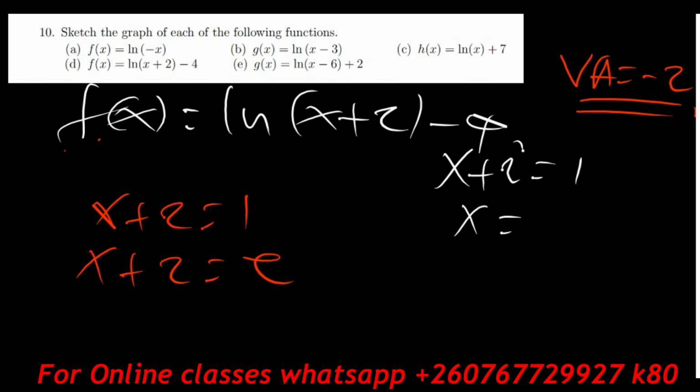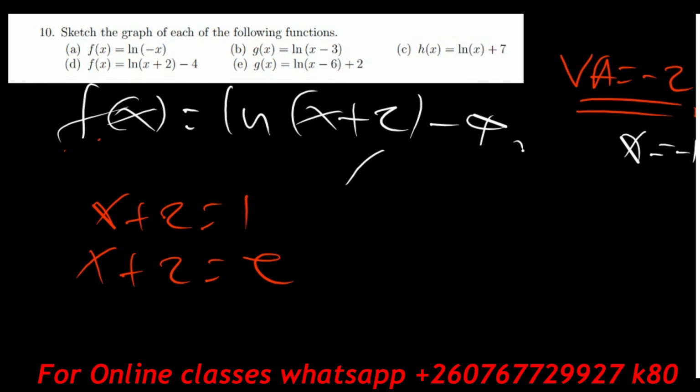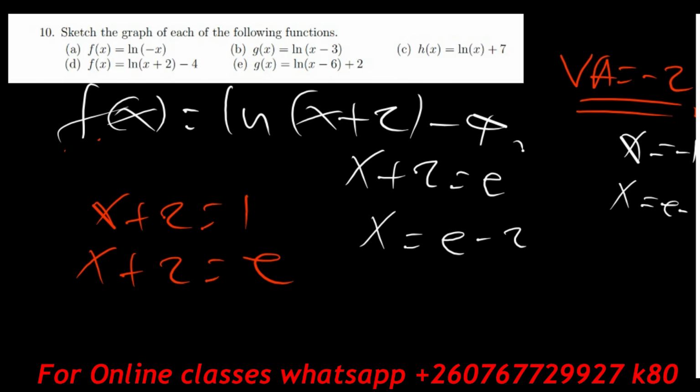X is going to be equal to 1 minus 2, so x will be equal to negative 1. That is going to be my first coordinate: x is equal to negative 1. Now let's go to the second one. The second one is x plus 2 is equal to e. Let's shift this to the other side, so x will be equal to e minus 2. So x equal to e minus 2 is my second coordinate.